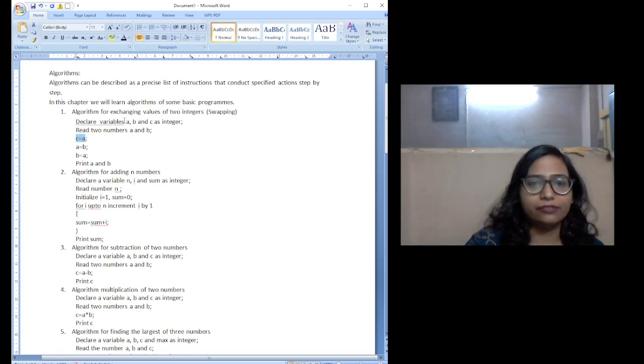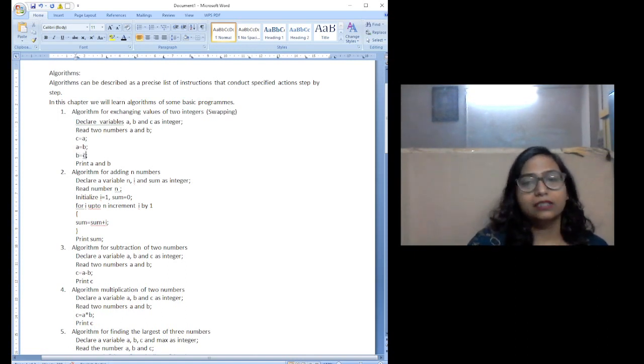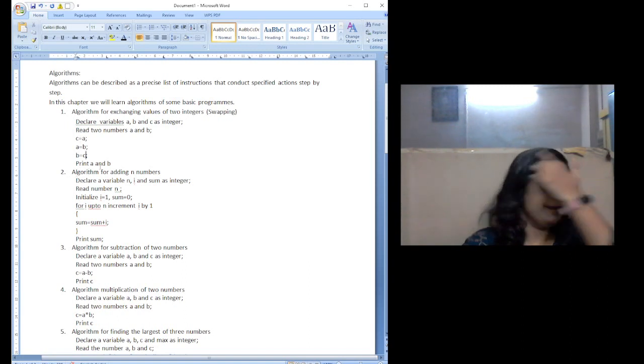Okay, A contains 20, B contains 10. In C, I place A. What is A? A is 20. Okay, now A becomes empty and C consists of 20. Now in the place of A, I pour B, which is 10. Now A becomes 10. Now in place of B, I will pour C. What is C? C was 20. So now my B becomes 20, A becomes 10. Okay. Now print A and B.